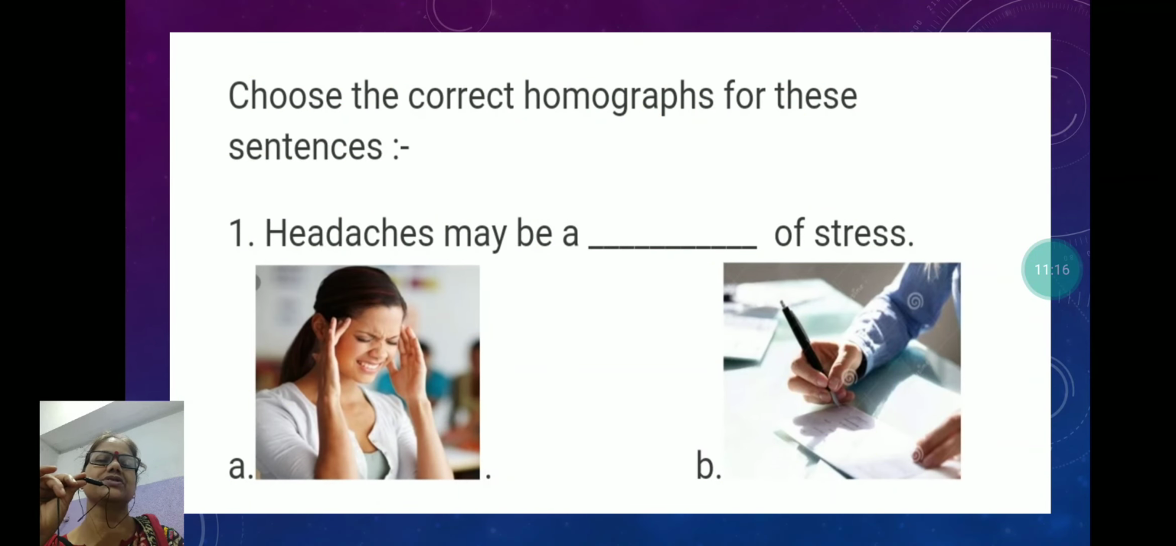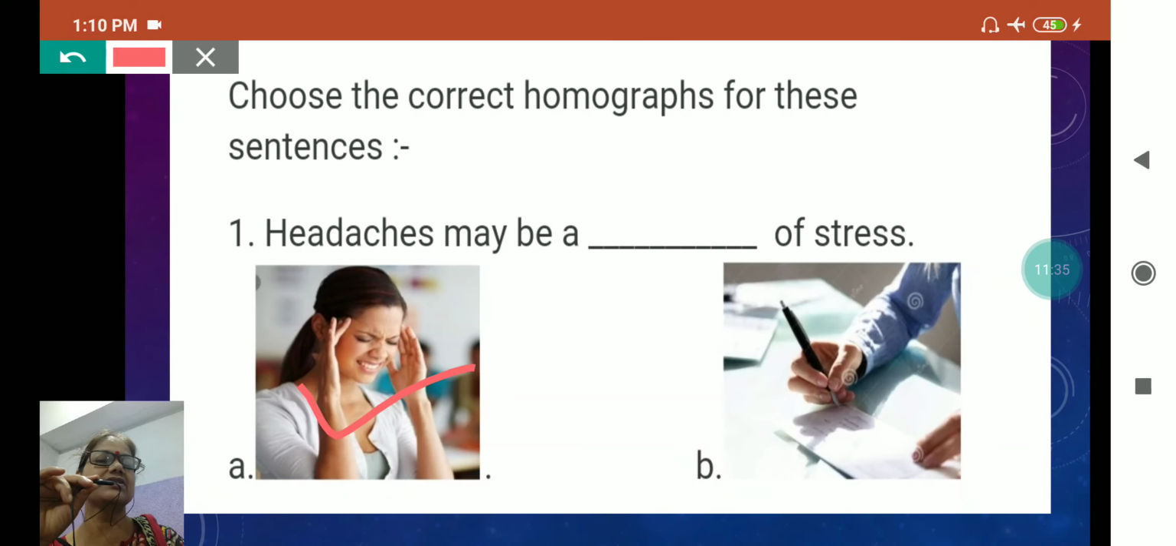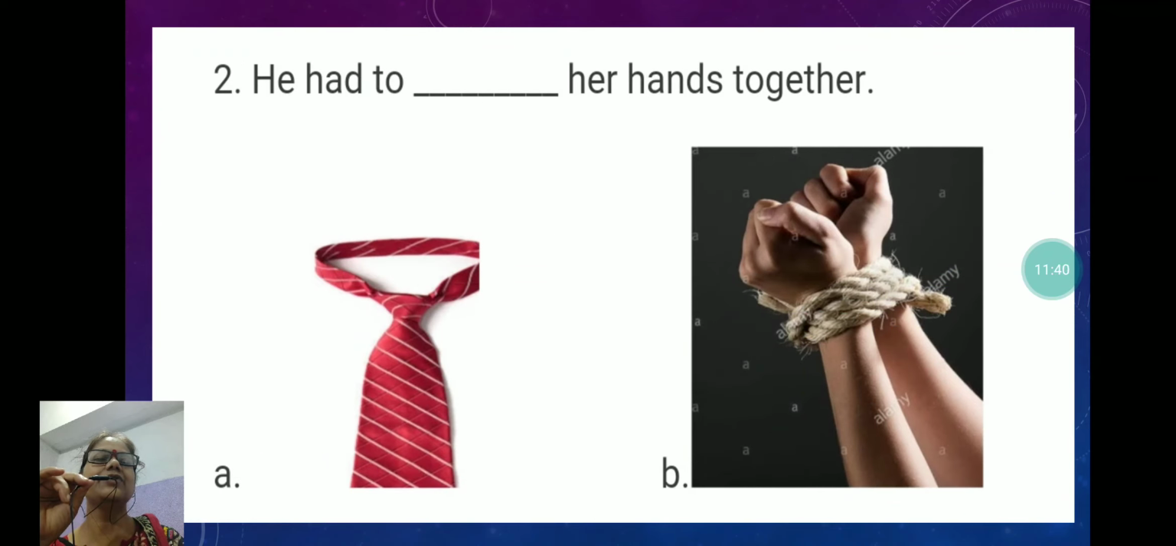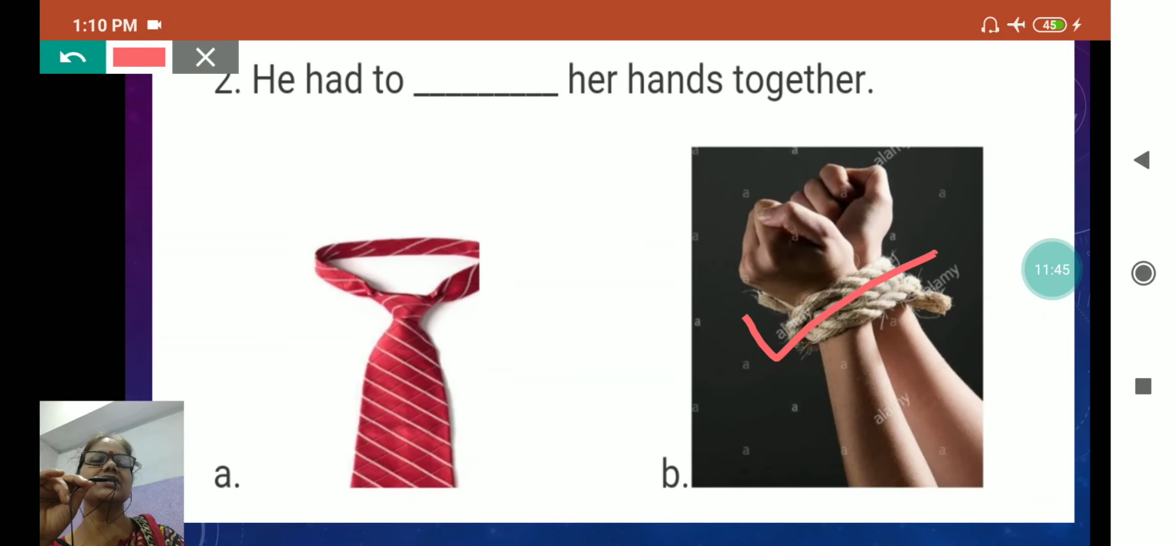Now here are some questions and some pictures. You have to take the pictures and choose the correct homographs for these sentences with your pictures. Okay, headaches may be a sign of stress, and both are sign, which sign is correct? This sign. He had to tie her hands together. And which tie will it be? This tie, because this one we need to hang on our neck. We can't use this to tie anything.